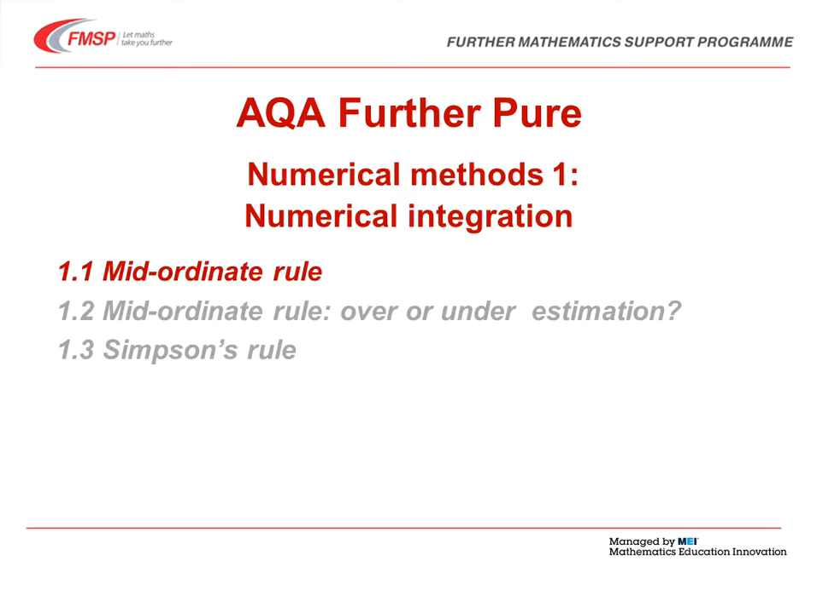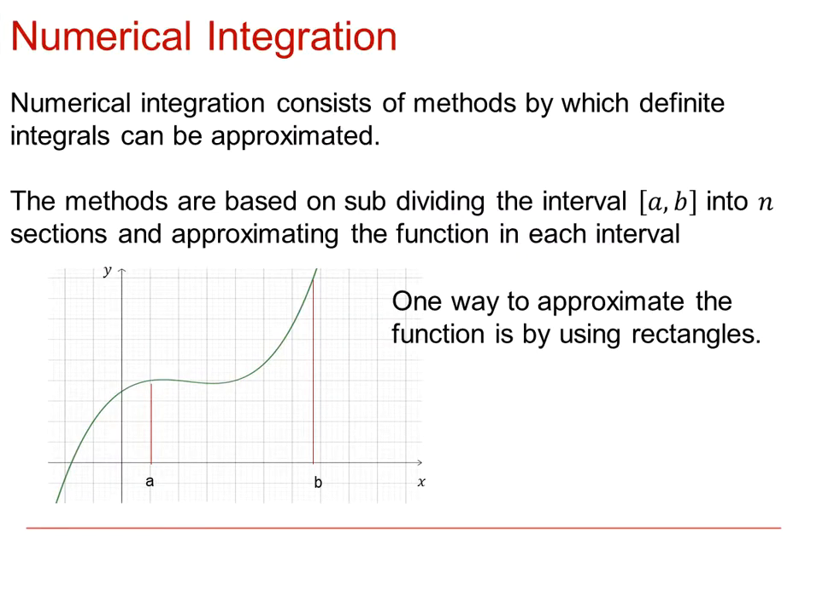This is a video for AQA Further Pure Mathematics, Numerical Methods section 1.1, which is looking at the idea of numerical integration using the midordinate rule. Numerical integration is the idea of finding approximate values for definite integrals, i.e. the area under a curve between 2 points, based on usually subdividing the interval into subsections and then approximating the value of the function on each of those sections in some way. And one way of doing the approximation is to use rectangles, and that's the idea we're going to look at in this particular video.